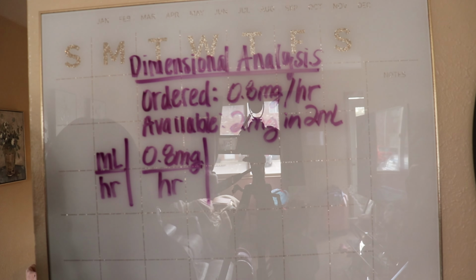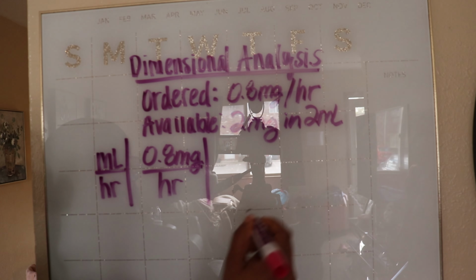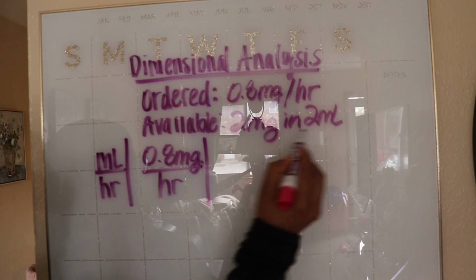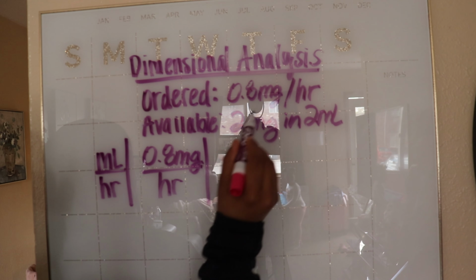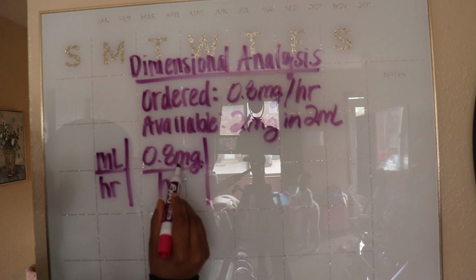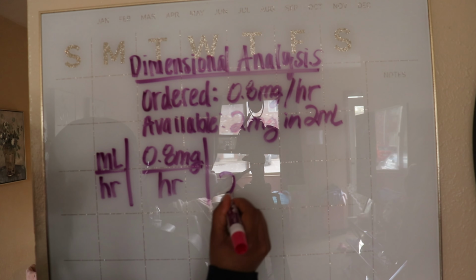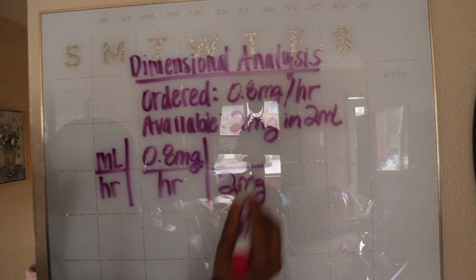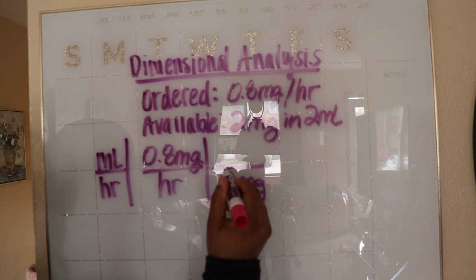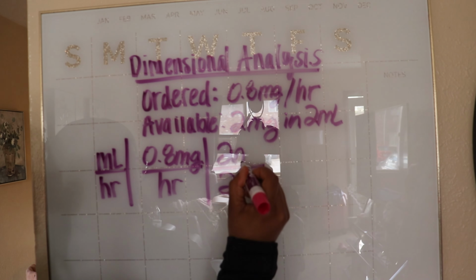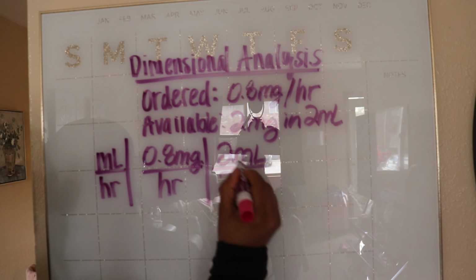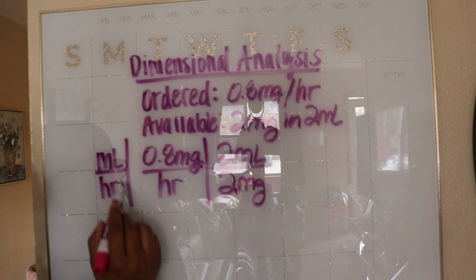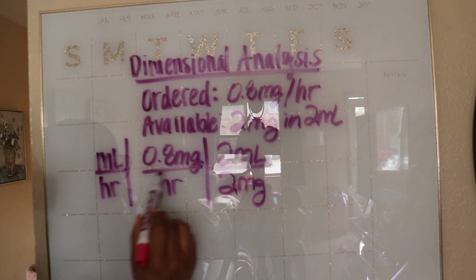Now we're going to follow up with what's available, and we want to make sure we are able to cross off these mgs, right? So what's available in the mgs of the available form is the 2 mgs. So we're going to make sure that the 2 is on the bottom so that the mgs are diagonal from each other, and then we're going to finish off the equation with the 2 mLs on the top. And you know that everything is set up because the mLs is on the top. We got the hour on the bottom, and those are lined up.